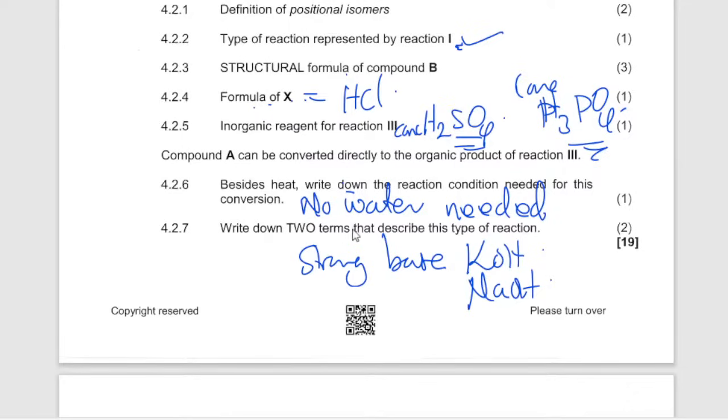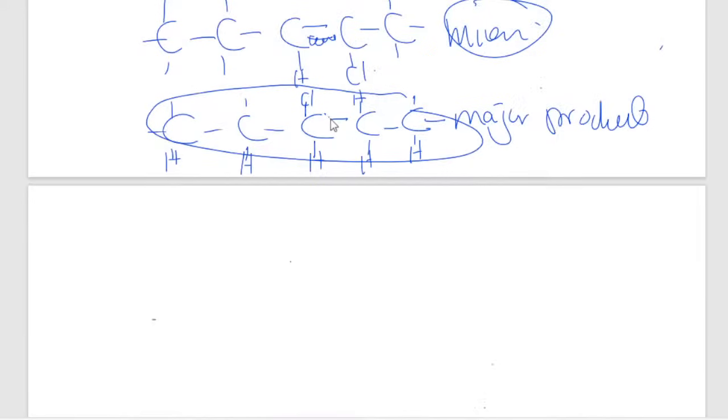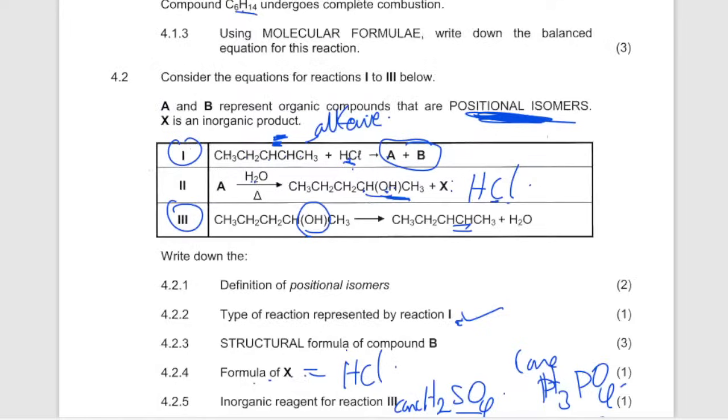Now, write down the two terms that describe the type of reaction. So the type of reaction: remember you are going from the haloalkane to an alkene with a double bond. So it means that first of all, I'm removing the hydrogen and the halogen. So I can say elimination. Yes, so you are saying elimination.